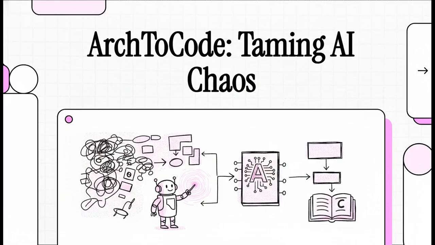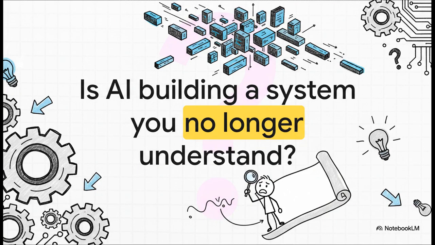tame that chaos. Let's just start with the question that's probably on a lot of our minds, maybe keeping some of us up at night. You're using these incredible AI tools, code is just flying onto the screen, but there's this little nagging feeling, isn't there? Are you still the architect of your own system, or have you kind of become a passenger?